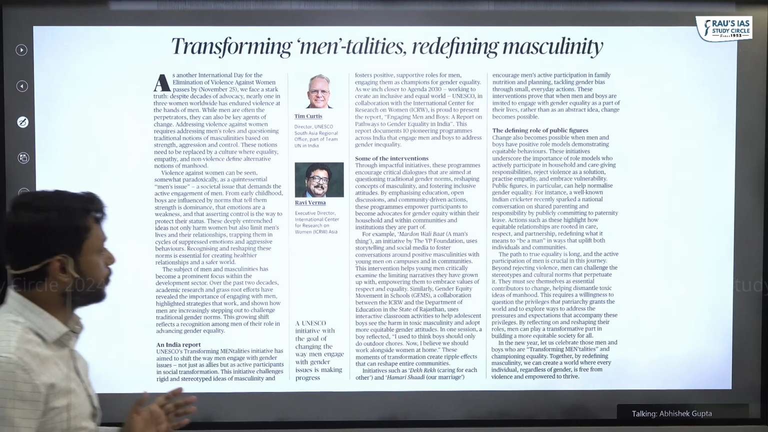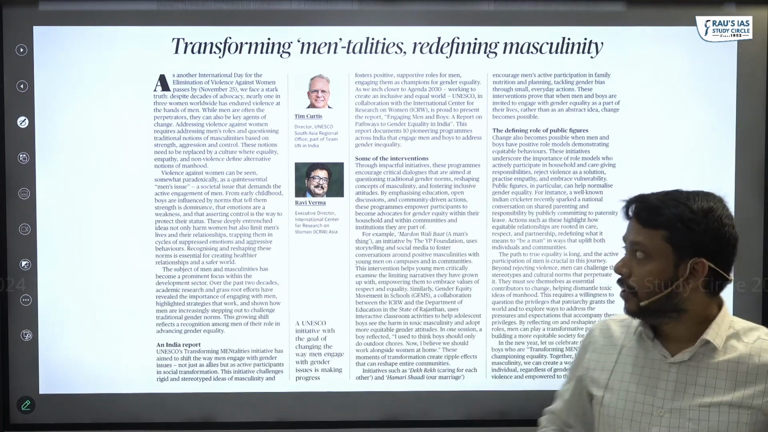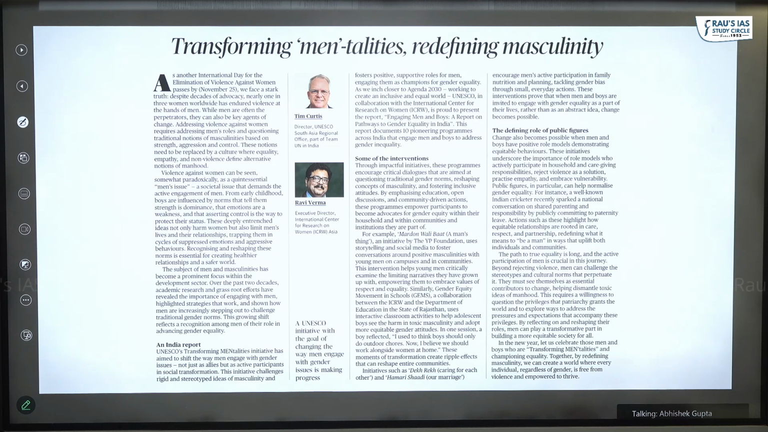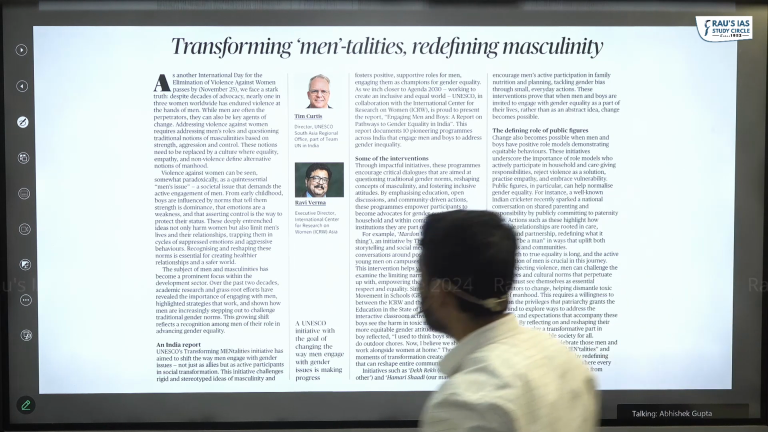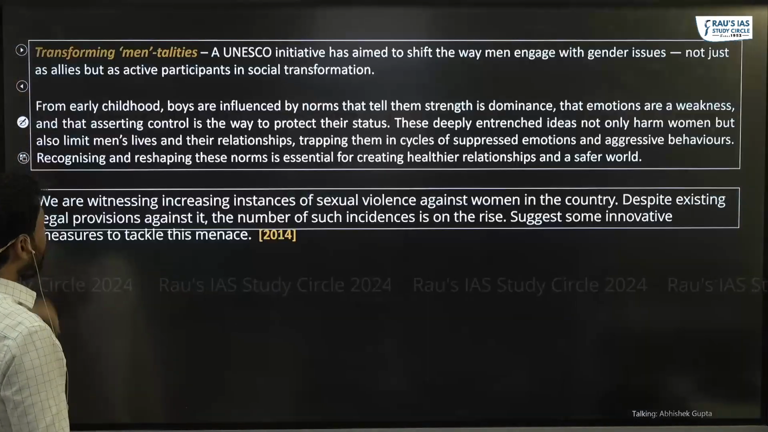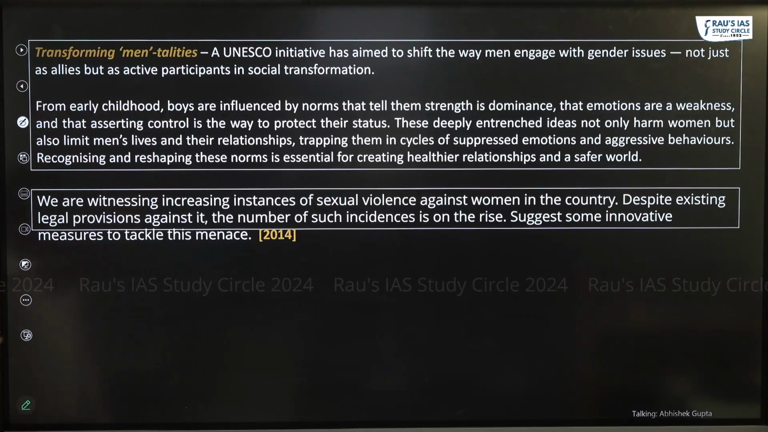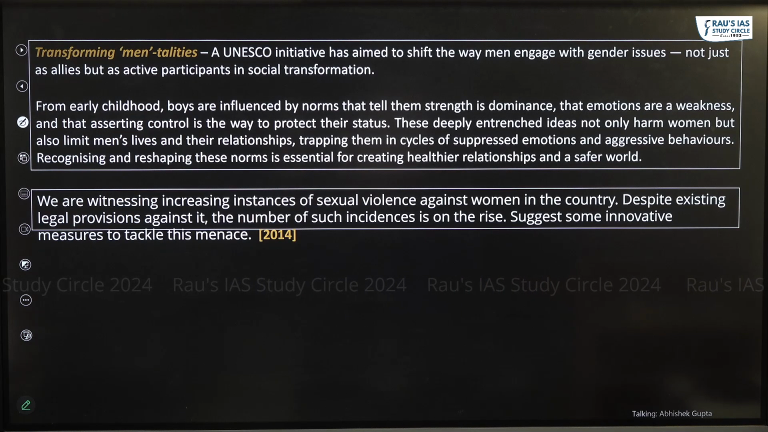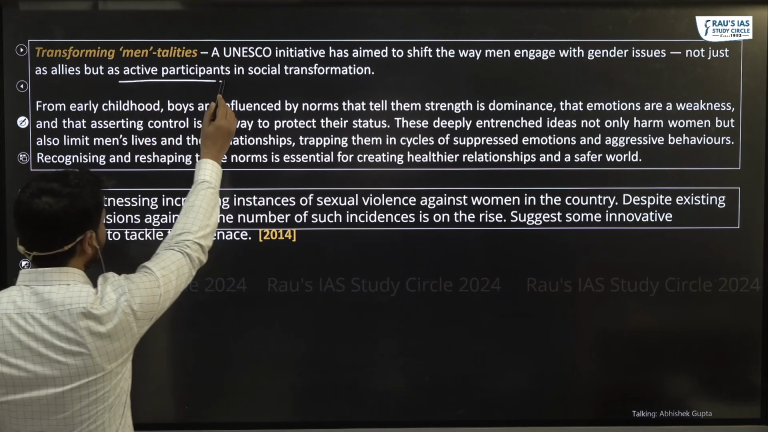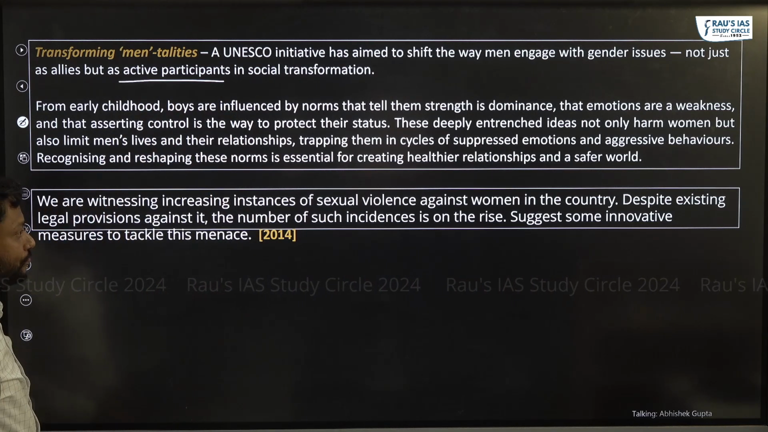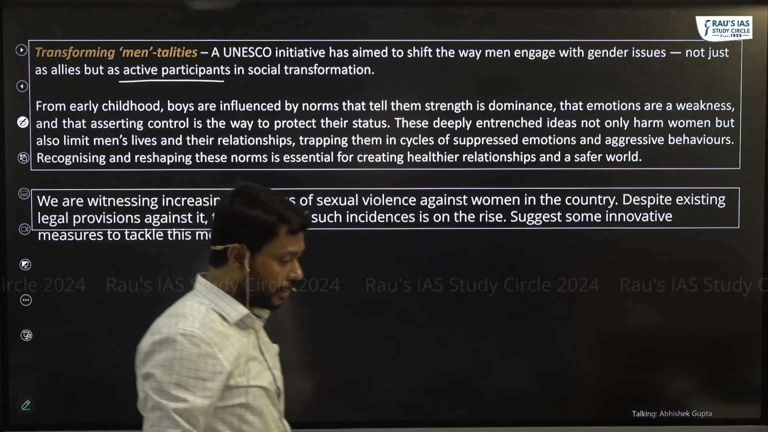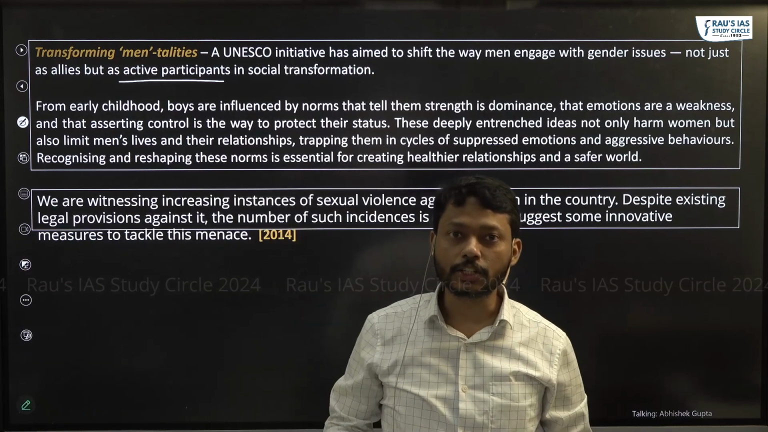Now let's take a second article. You might have read about this news article from The Hindu, Transforming Mentalities, Redefining Masculinity. This is a UNESCO initiative that aims to shift the way men engage with gender issues, not just as allies, but as active participants in the social transformation. The article discusses various ways in which men must be actively engaged.